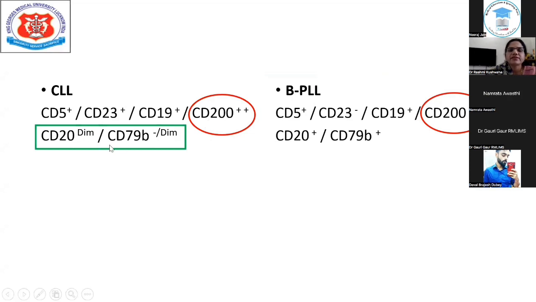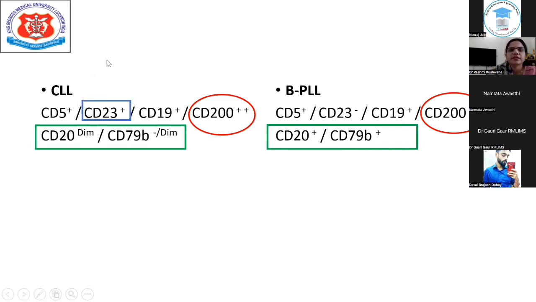CD20 and CD79B are very dim in chronic lymphocytic leukemia. This is called abnormal antigen expression, that is, the normal B cells losing the B cell markers like CD20 and CD79B. It's a characteristic of chronic lymphocytic leukemia. But when we talk about pro-lymphocytic leukemia, here the cells are CD20 and CD79B positive.